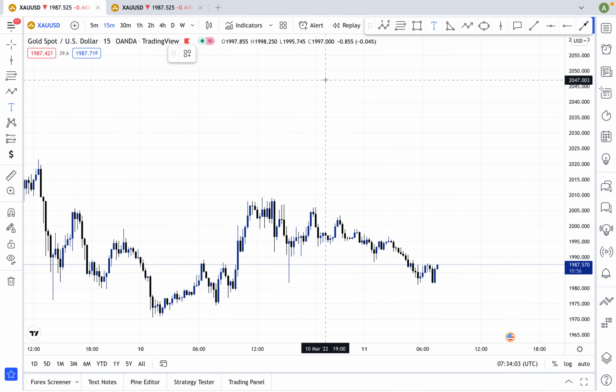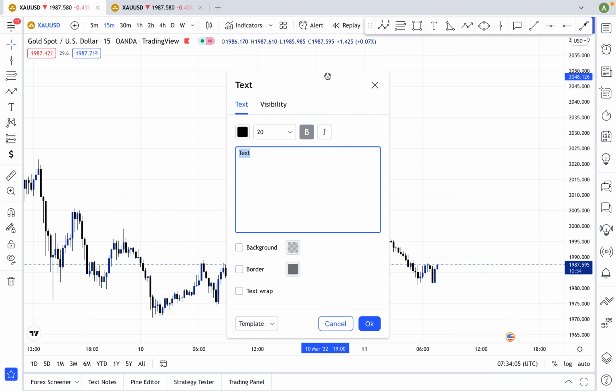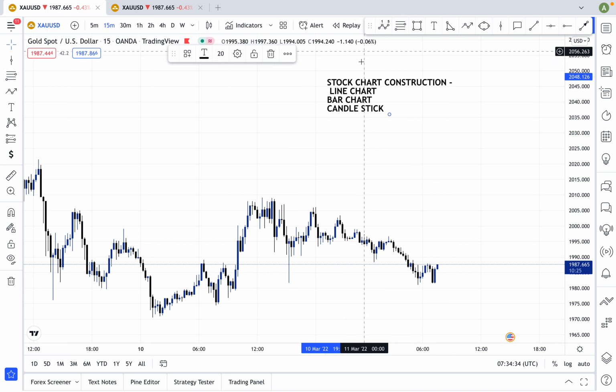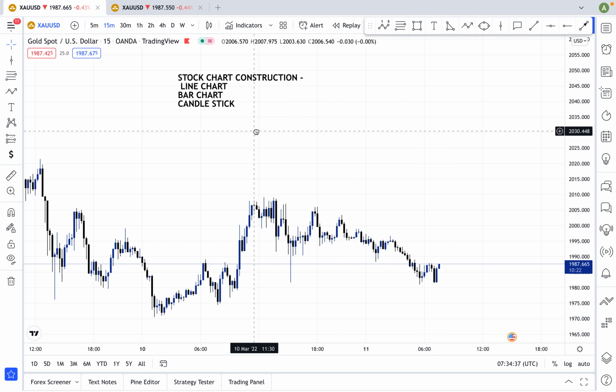So our topic for today is going to be stock chart construction. Now we're just going to talk about the main ones: the line chart, bar chart, and candlestick. So these are the three I'm going to talk about today.